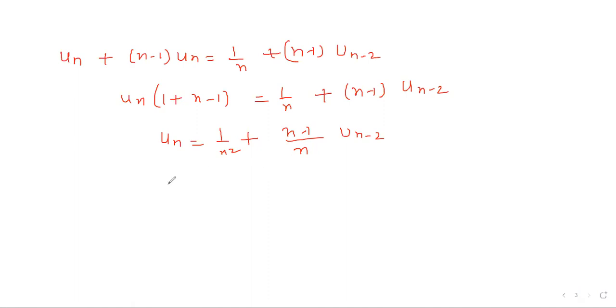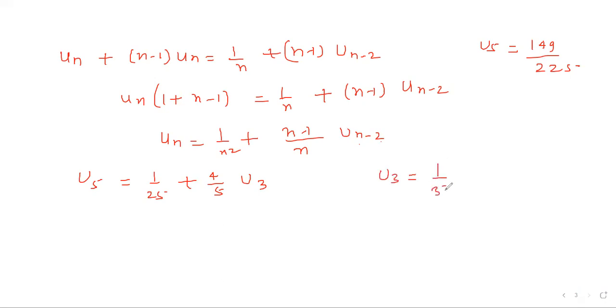Now for the second part, we have to evaluate u5 equal to 149 divided by 225. So for that purpose, we write u5 as 1 upon 25 plus 4 upon 5 times u, this will become 5 minus 2, u3. Now we evaluate u3. u3 will be 1 upon 3 square from here, plus (3 minus 1) upon 3, that is 2 upon 3, and this will become u1.